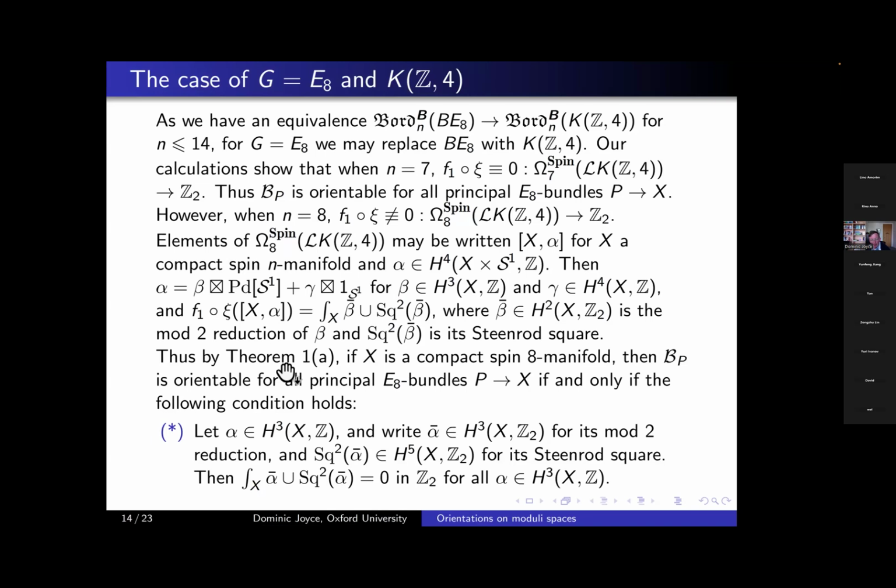Okay, so by our theorem, therefore, if X is a compact spin 8 manifold, then BP is orientable for all principal E8 bundles P over X, if and only if this condition holds: that whenever alpha is a 3 cohomology class, and alpha bar is its mod 2 reduction, then the integral over X of alpha bar cup Sq^2 alpha bar is 0 in Z2.